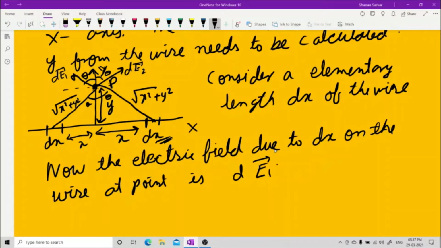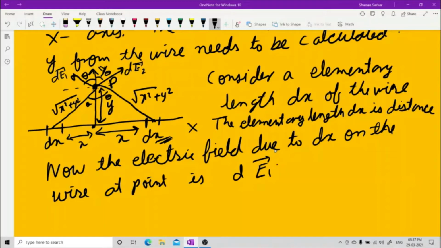Now see one thing. The elementary length dx is at a distance x from the center of the wire, from the origin. This is the origin. I forgot to write this, from the origin.